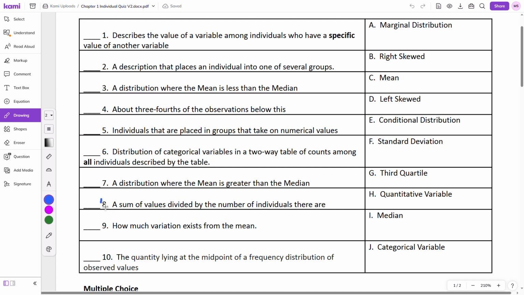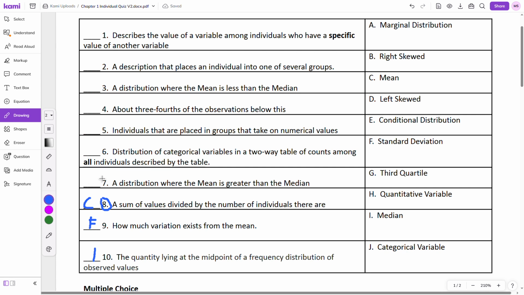How about number 8? A sum of values divided by the number of individuals there are. That looks like C to me. Number 9, how much variation exists from the mean? That's kind of like measure of spread, like how much spread there is, how much variation there is. So that would be standard deviation. And I think number 10 is also pretty straightforward. The midpoint of a frequency distribution, that sounds like a median.